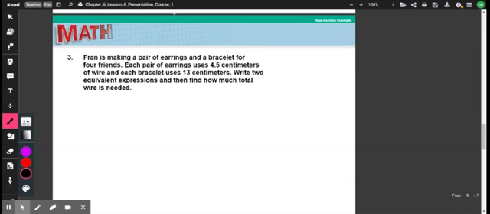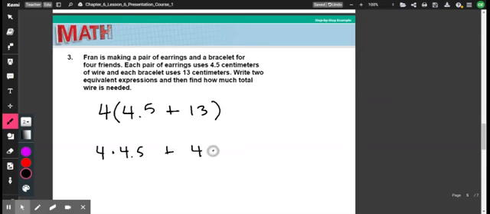So what we're going to do is it would be like 4, and then we would have times 4.5, because that's our earrings, plus 13. Okay, so if we are going to use the distributive property, then we would break this up even more. So we would say 4 times 4.5 plus 4 times 13. One portion of this is going to be for the earrings. Okay, this is for the earrings. This is for the bracelet.